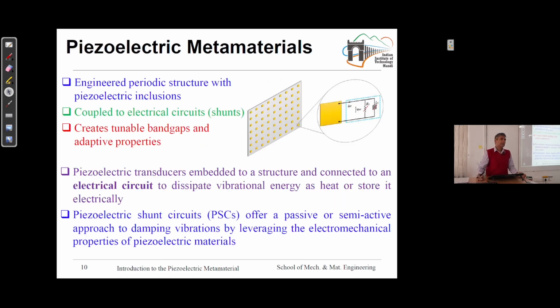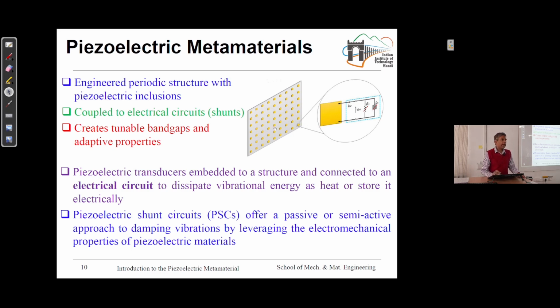Now, the actual topic of this course: so-called piezoelectric metamaterials. In a piezoelectric metamaterial we have meta atoms. These are the meta atoms, and they are made of piezoelectric materials, and then we have the matrix. Of course, you can see these atoms are arranged in a periodic manner, right?